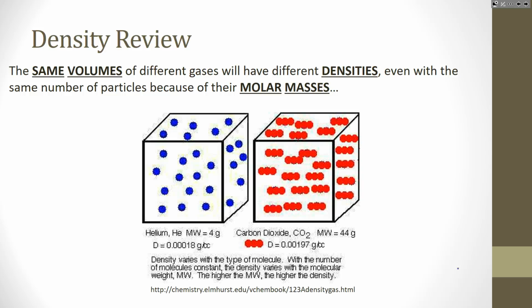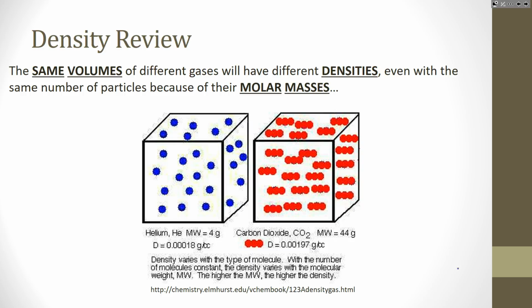So, the same volumes of different gases will have different densities, but the same number of particles, because of their molar masses. So if we're talking about a box of helium and a box of carbon dioxide, if they contain the exact same amount of particles, they'll be in the same volume, same pressure, same everything, but one will be heavier than the other because its particles are heavier.